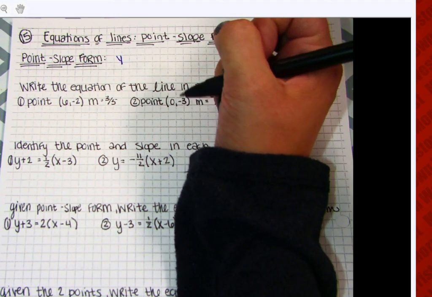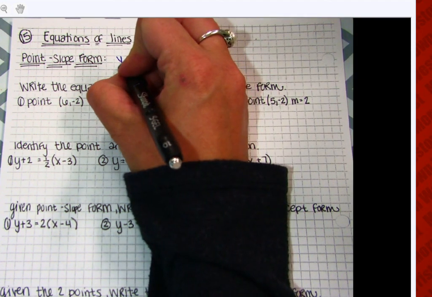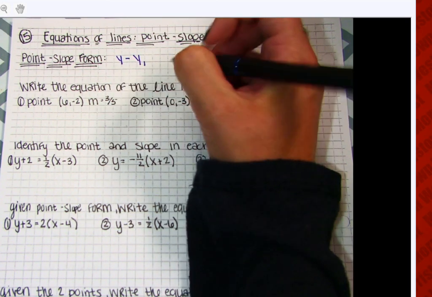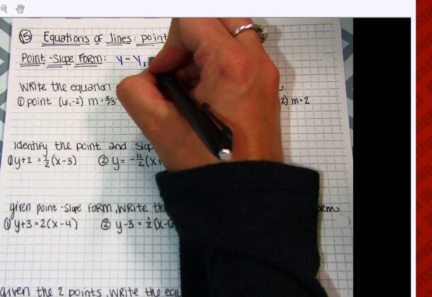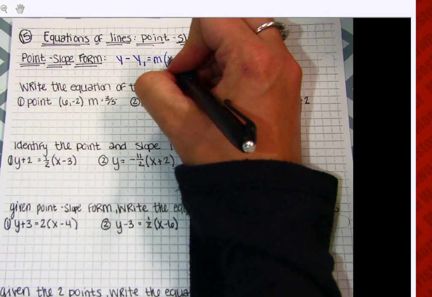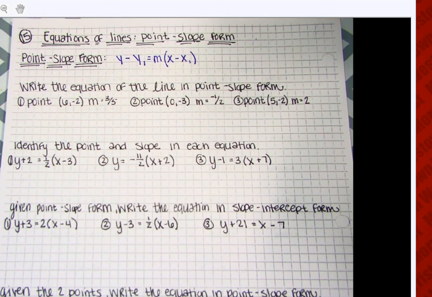Y equals mx plus b is slope-intercept. So this one has lots of letters in it. Y minus y1, Gabe's taking notes, equals m parenthesis x minus x1. Now this equation has a lot more stuff in it. Okay? It's just as easy as slope-intercept form, as long as you kind of know what is happening.